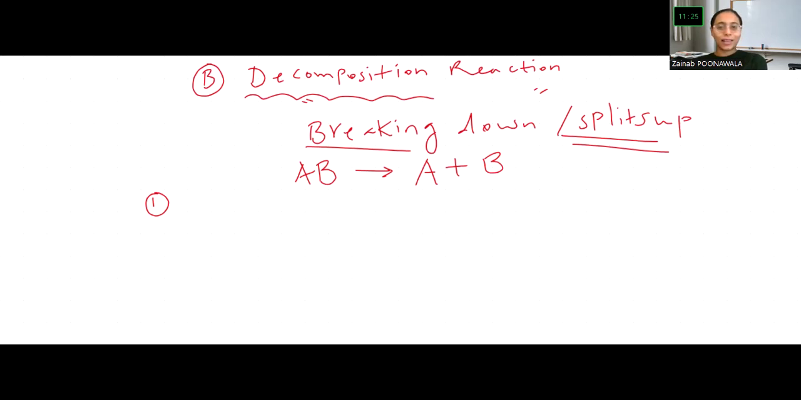Can you think of something which is a real life example but a decomposition reaction? Photosynthesis. Photosynthesis is again a combination reaction, isn't it? Because you have carbon dioxide, you have water, and in the presence of that, plants prepare their own food.